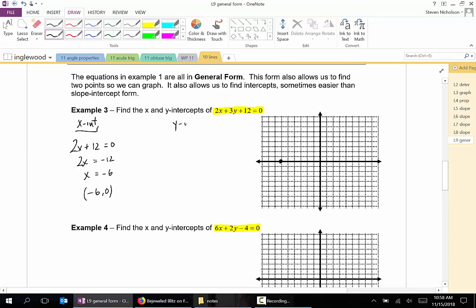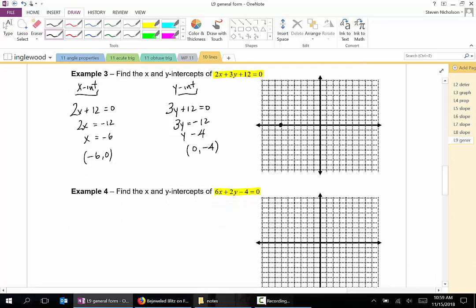In order to find the y-intercept, we're going to do the same thing, except we're going to plug in a 0 for x, which literally means it goes away. And then we're going to solve this simple equation. We're going to subtract 12 from both sides. We're going to divide both sides by 3. Therefore, 0 comma negative 4 is my y-intercept. And I would go ahead and plot that. And if I wanted to draw this line, then that's all I would need to do.